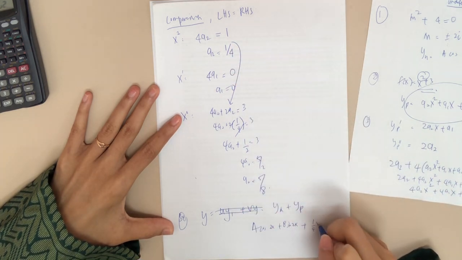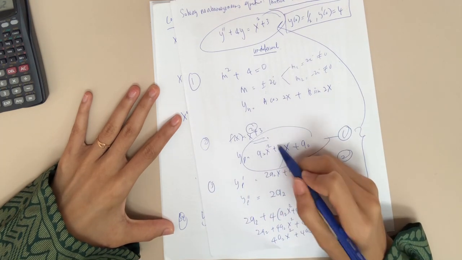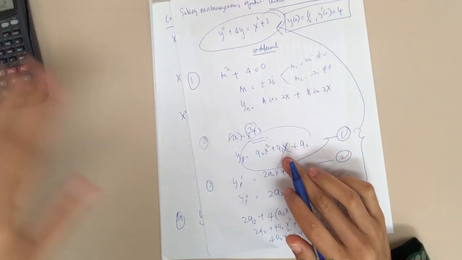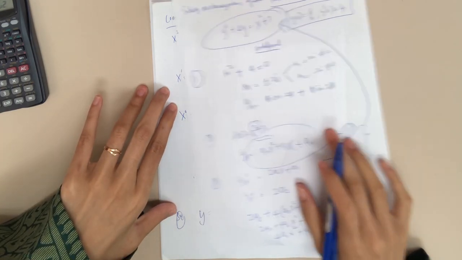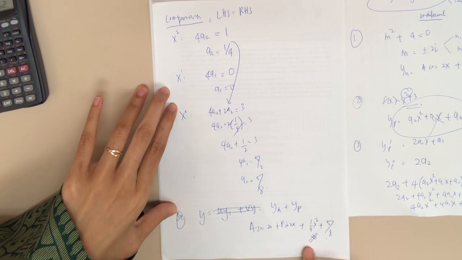So 1 over 4x square plus a1 is equal to 0, so they have no term that contains x here. So we just go to a0. Your a0 is 5 over 8. Right, so this is the answer.